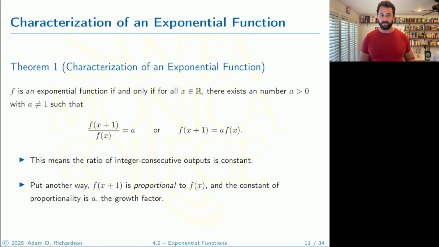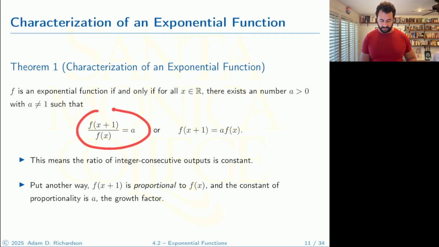Now let's talk about this important property, the characterization of an exponential function. If you remember from earlier when we were talking about lines, the notion of a characterization of a function is a defining characteristic. What that means is if you witness this characteristic occurring, then you must have this type of function. And if you have this type of function, then you must witness this behavior occurring. So here is what that behavior is for an exponential function. F is an exponential function if and only if for all real numbers x, there is a positive number a that's not equal to 1.